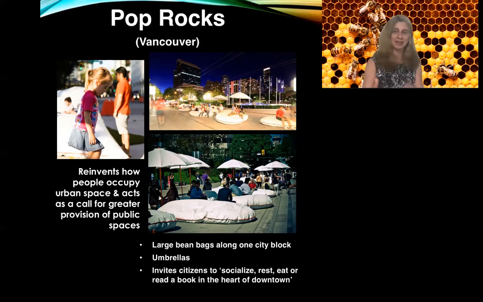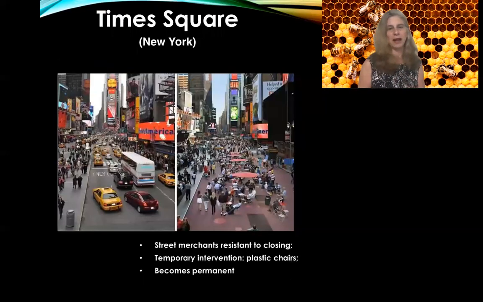You can actually test this provisionally in this incremental manner. And the most famous example of this, which I know I talked about in ARC 371, is Times Square in New York, where initially the street merchants were very resistant to closing the street to pedestrian traffic. And then a temporary installation went up of plastic chairs, and it was wildly popular, and it meant more business for the merchants, and it became permanent.